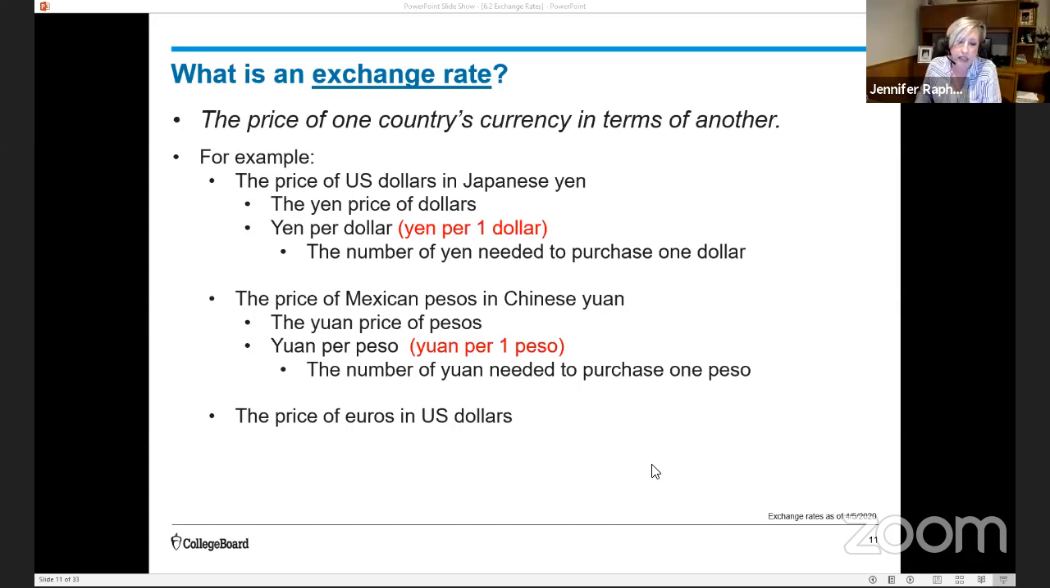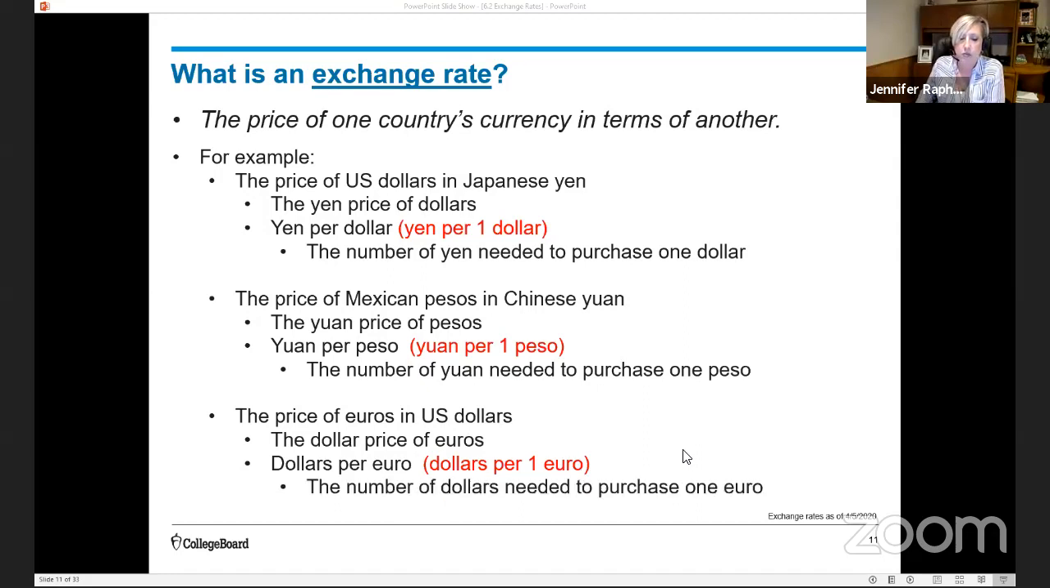All right, so finally, and we're going to spend most of our examples tonight using the price of euros and dollars. So this is also the dollar price of euros, or the dollars per euro. Again, read it as dollars per 1 euro. And this would be the number of dollars needed to purchase 1 euro.